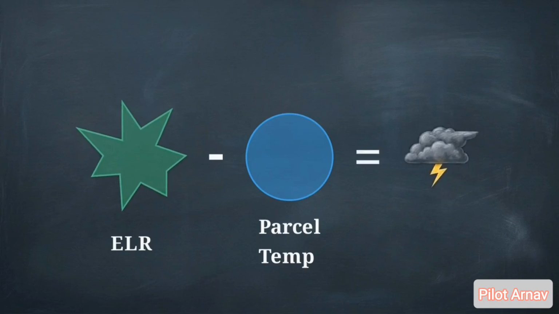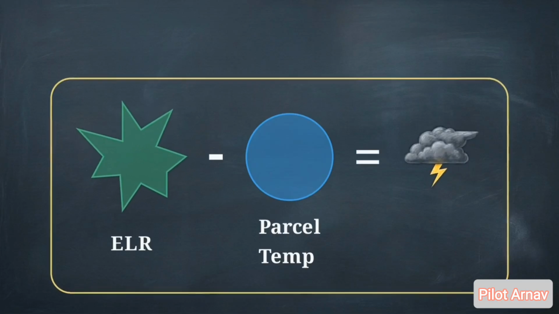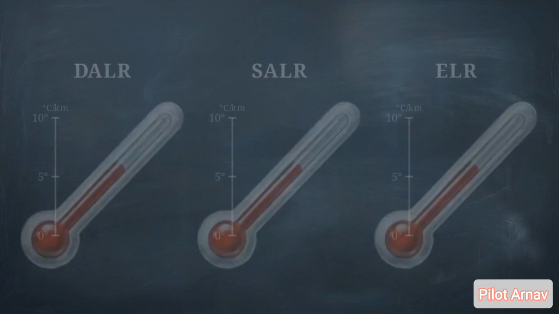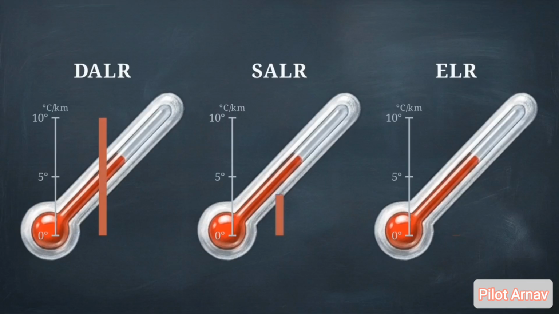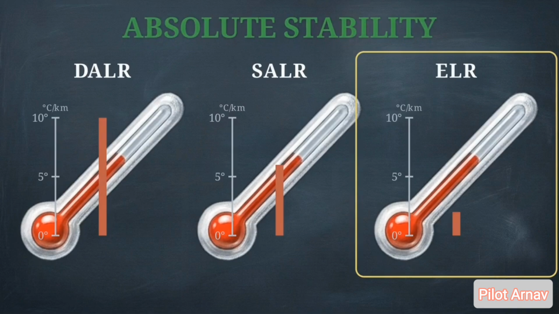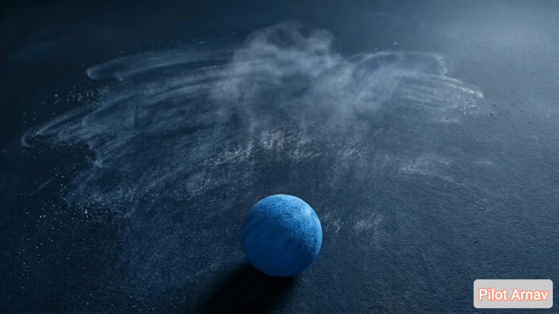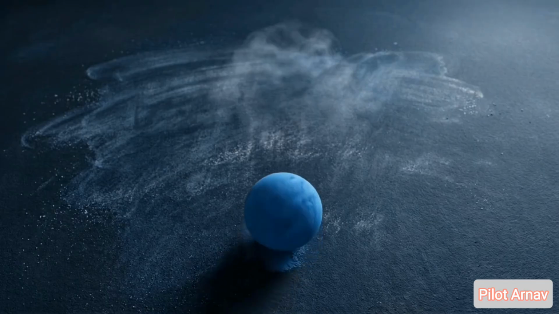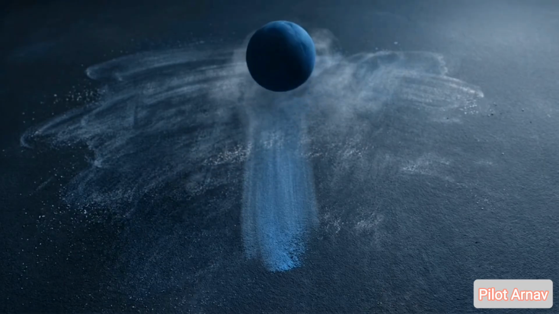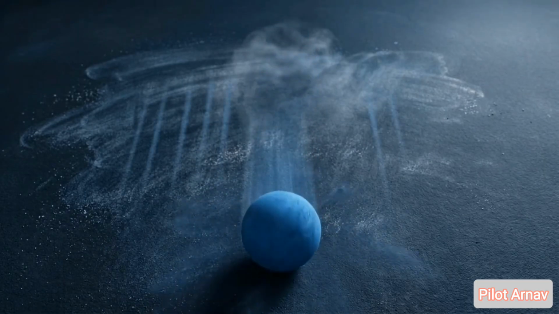Calculating the mathematical difference between the parcel's internal temperature and the ELR is how we forecast weather. This comparison dictates our absolute rules of stability. We achieve absolute stability when the ELR has the lowest numerical value. In this state, a lifted air parcel cools faster than its environment. It remains colder and heavier than the surrounding air, sinking right back down.